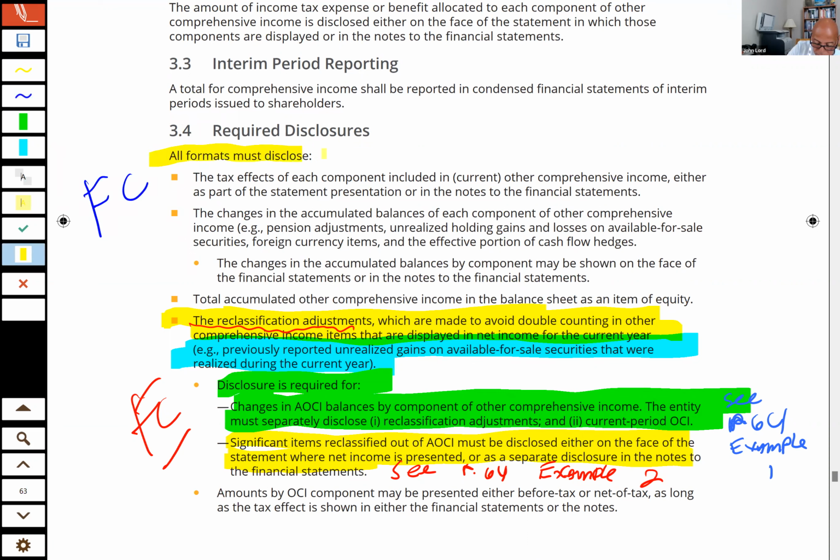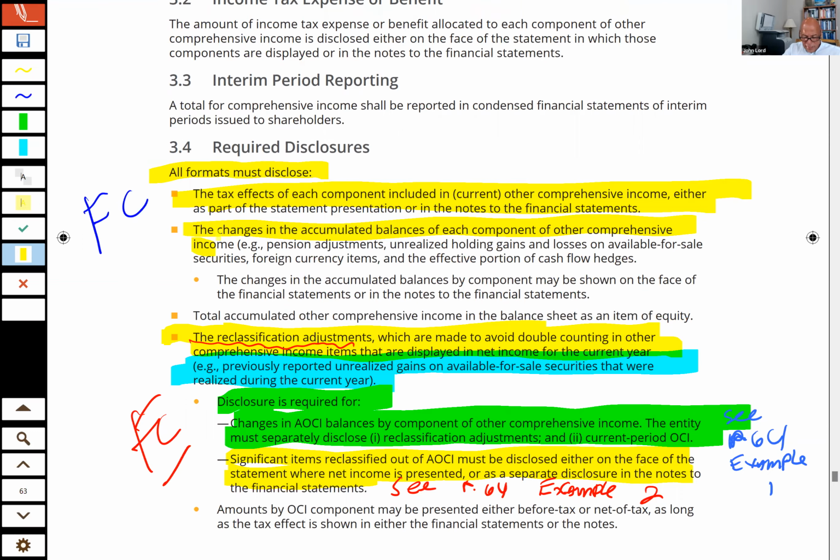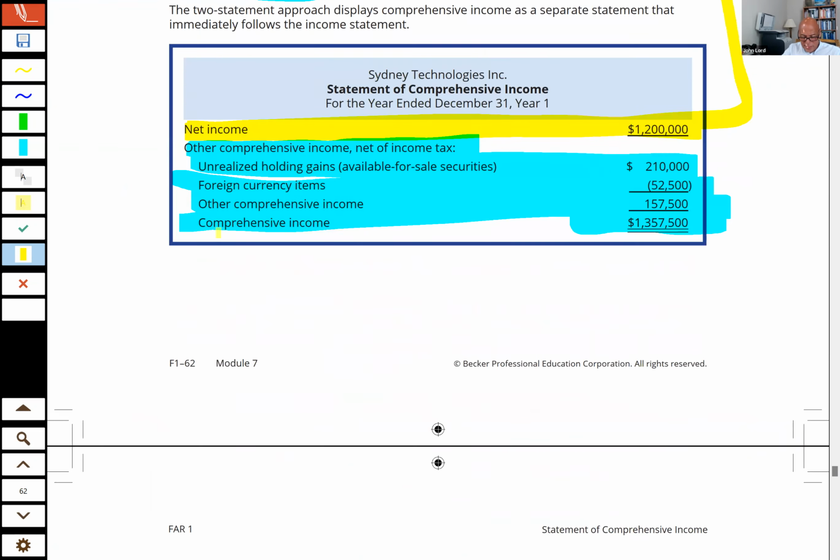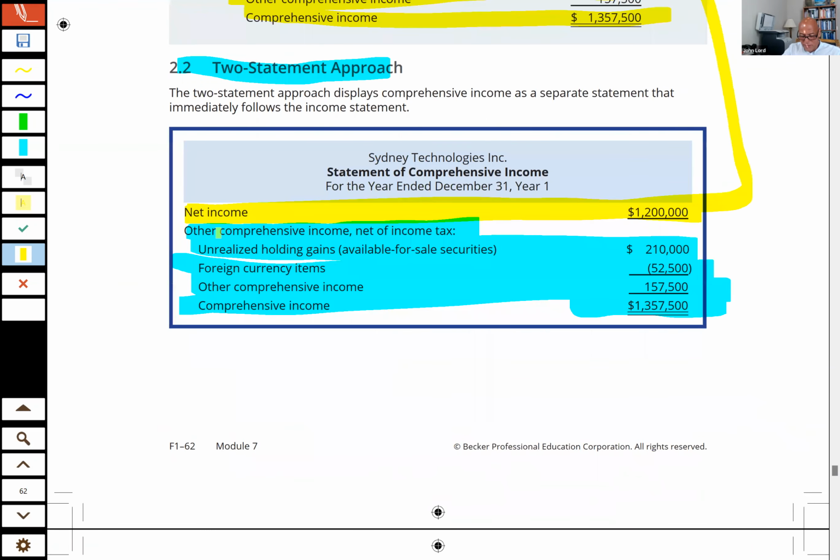So we must disclose the tax effect of each component included in other comprehensive income, the changes in the accumulated balances of each component of other comprehensive income. And that sounds like something special, but then you look, and that's basically what we did right here on this statement of comprehensive income. Guys, those are the changes by component, aren't they? This is what it changed this year.